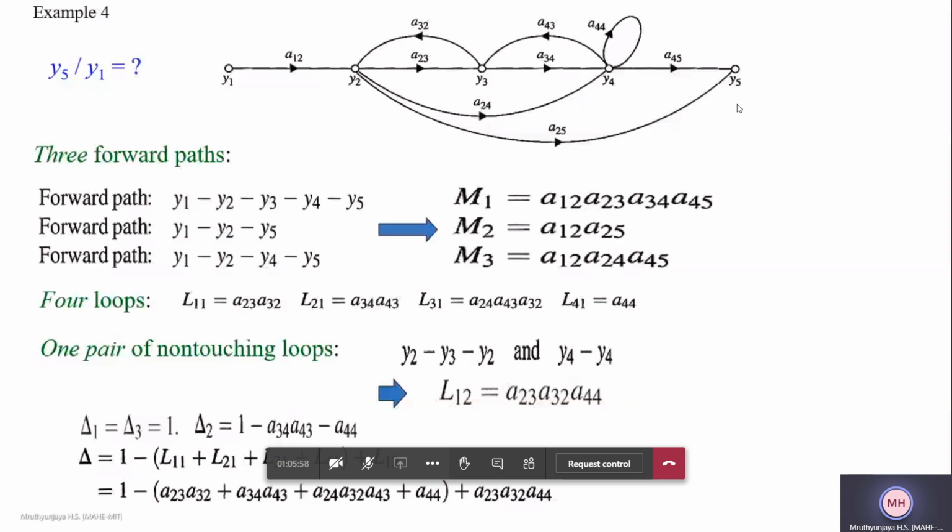You are connecting the oscilloscope or multimeter to y4 instead of y6, y5. That's all. Therefore, to find the ratio between any two parameters, the value of delta never changes. Delta is for the whole circuit, whereas the values of P and delta 1, delta 2 will change. So here, if you want the ratio between y4 and y1, the forward paths will be only 2, and we will have only delta 1 and delta 2 corresponding to that.